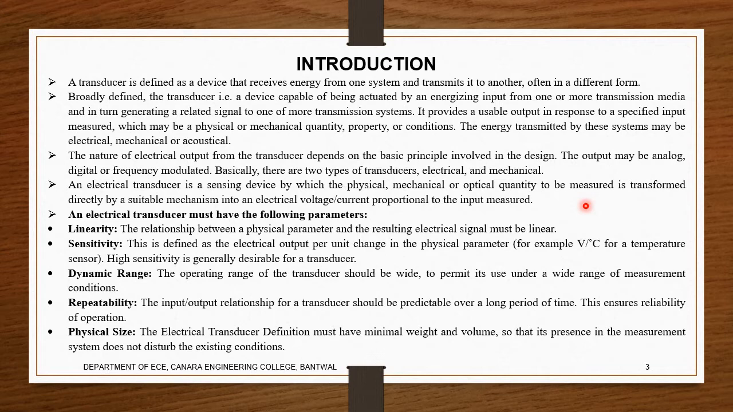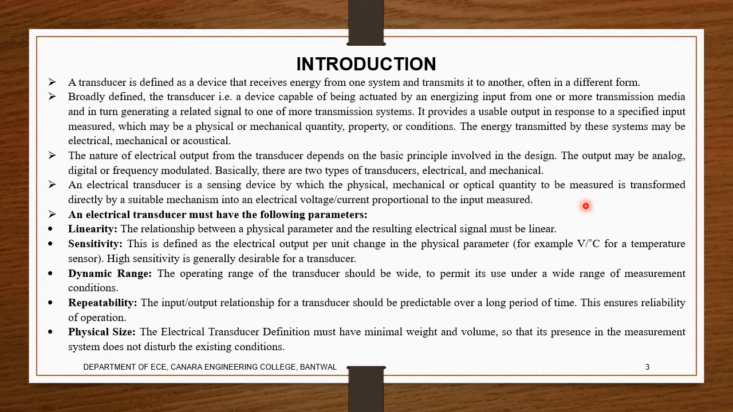An electrical transducer must have the following parameters. It should be linear. The relationship between the physical parameter at the input and the resulting electrical signal at the output must be linear. Whatever we give as input appears at the output. A slight variation or error might be there due to the system, so we have to consider that in the calculation part. Next is the sensitivity.